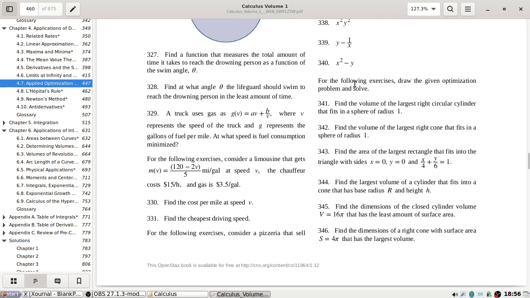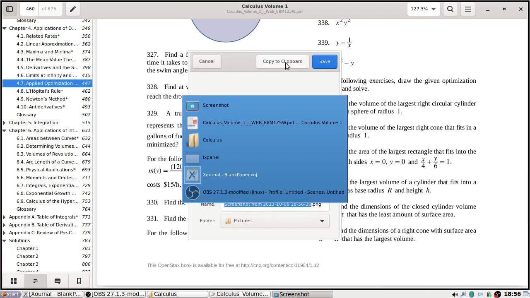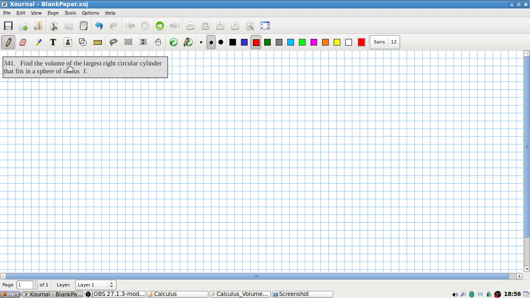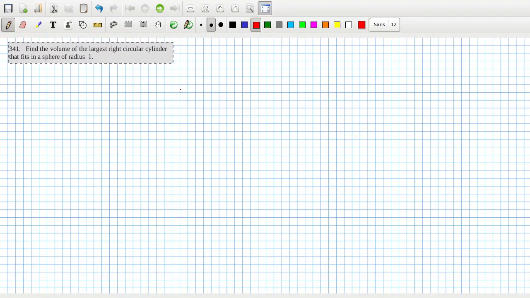For the following exercises, draw the given optimization problem and solve. Find the volume of the largest right circular cylinder that fits in a sphere of radius 1. Find the volume of the largest right cone that fits in a sphere of radius 1. Okay, well, I don't know how long this one will take. Let's have a look at 341. See how good or bad this is.